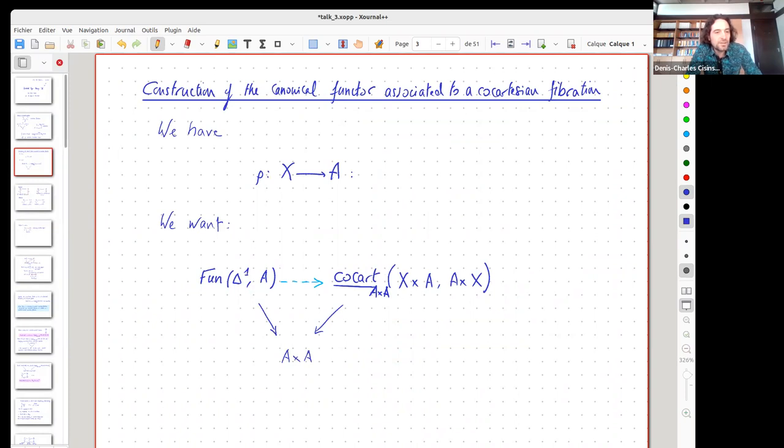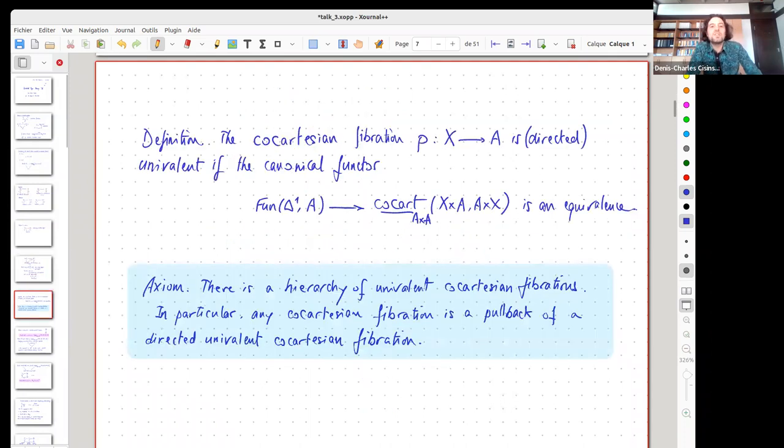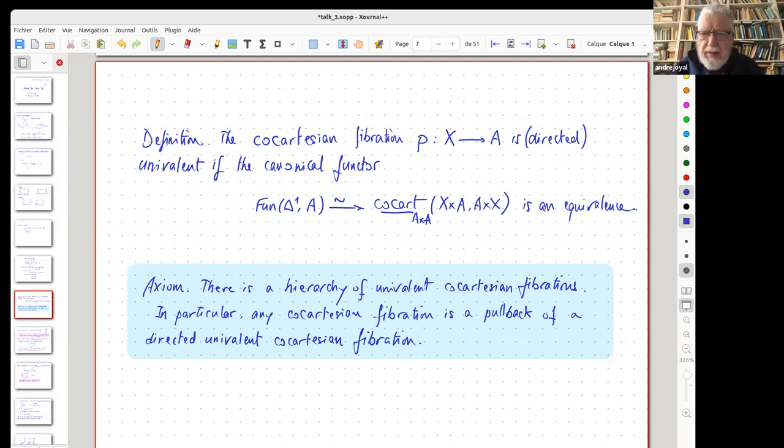And so now that we are there, we define a co-Cartesian fibration to be directed univalent if the corresponding map that we have is an equivalence. That is the definition. And so our axiom is that we have a hierarchy of co-Cartesian universes like this. In particular, any co-Cartesian fibration would be the pullback of a univalent one. That's an axiom.